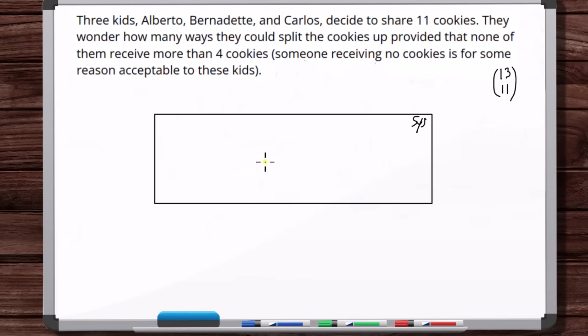So here are all the cases where Alberto has 5 or more cookies, we'll put an A. Now, what about the case where Bernadette has 5 or more cookies? Well, that can overlap here, right? You can have Alberto and Bernadette have 5 or more cookies. You can have Alberto and Carlos have 5 or more cookies. So all of these could be overlapping.